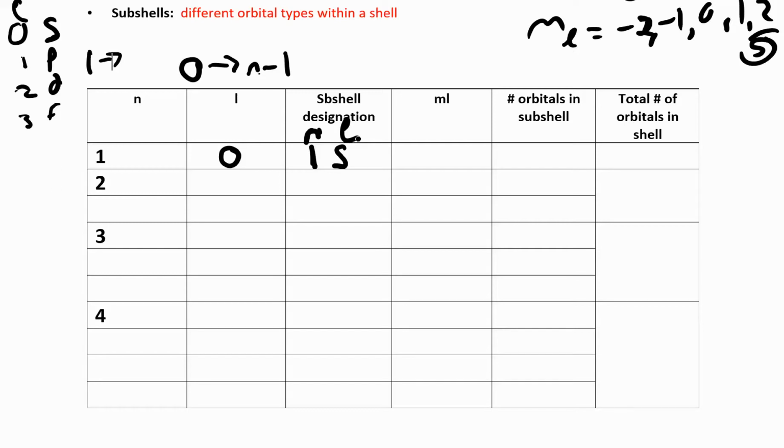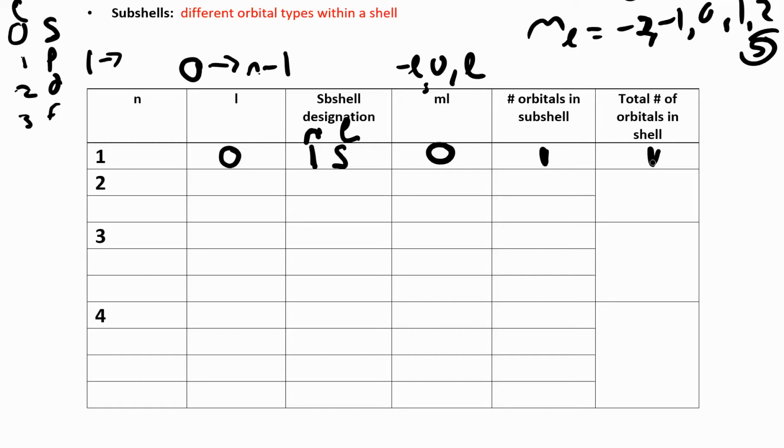My ML values are always from negative L through 0 all the way up to positive L. So if L is 0, ML is 0. So I only have one orbital in my subshell. So a 1s orbital in the subshell. So I have 1 total orbital there. Let's try another one. So 2.